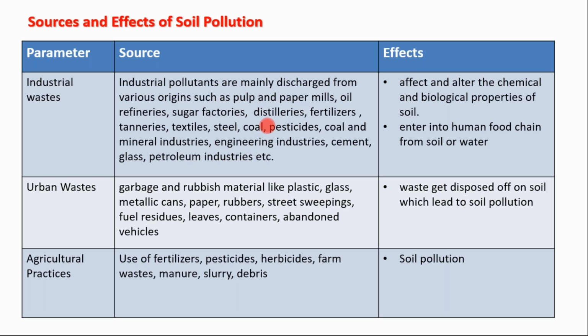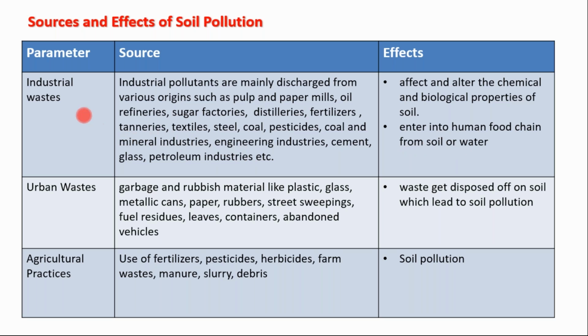What are the effects of this industrial waste? They affect and alter the chemical and biological properties of the soil. So the natural properties of the soil are disturbed, and the biological as well as chemical properties of the soil change. That is why we normally test the soil on a regular basis nowadays. The pH of the soil, the acidity and alkalinity of the soil, etc. are the different parameters we test, to check whether they are within the range or not.